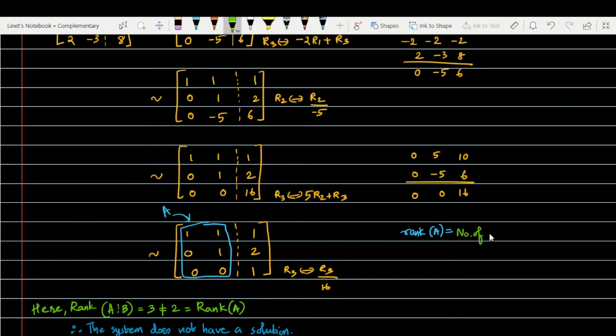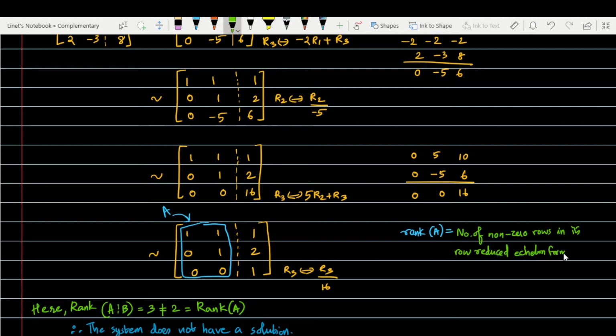Number of non-zero rows in its row reduced echelon form, which is equal to 2.